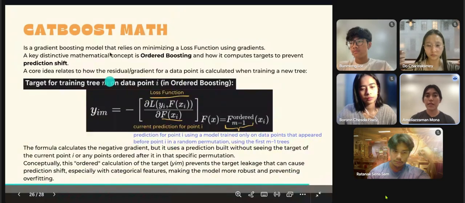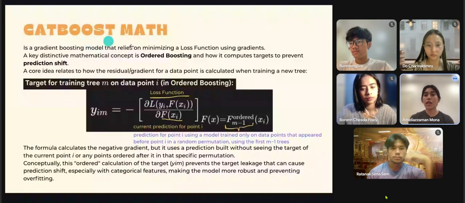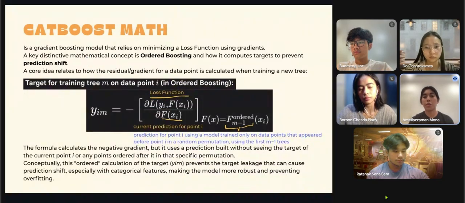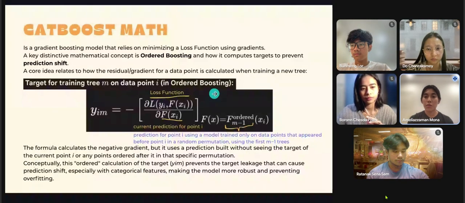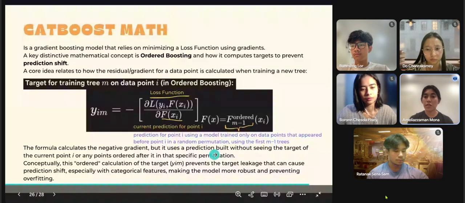Third is the CatBoost math. Just like the others, it is a gradient boosting model that relies on minimizing a loss function using gradients. Its key distinctive math concept is ordered boosting and how it computes targets to prevent prediction shift. The core idea relates to how the residual gradient for a data point is calculated when training a new tree. The formula is similar to the LightGBM formula, a target for training tree M on data point i in ordered boosting, but the difference here is the prediction for point i using a model trained only on data points that appeared before point i in a random permutation, using the first m minus 1 trees.